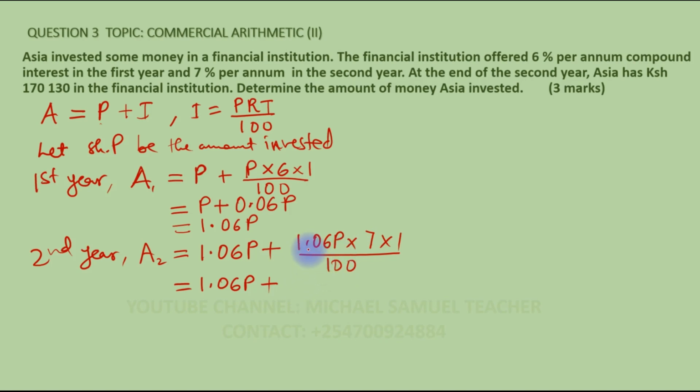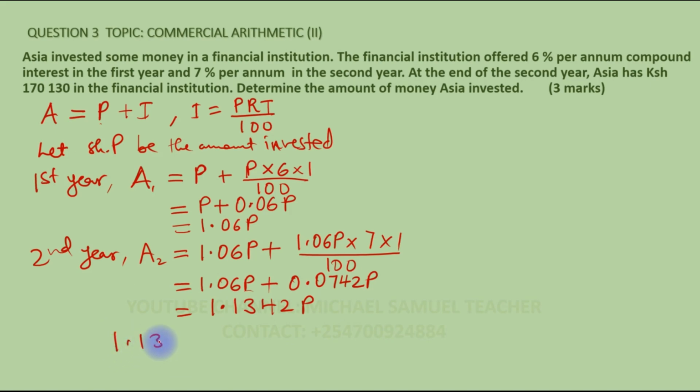Using a calculator, you should get 0.0742P. Therefore, we add the two. We have P and P, so we can add the two. We shall get 1.06P plus this value, we shall get 1.1342P. So this was the total amount. It is actually equal to the total amount at the end of the second year, where Asia has 170,130 shillings. So this value is equal to this amount.